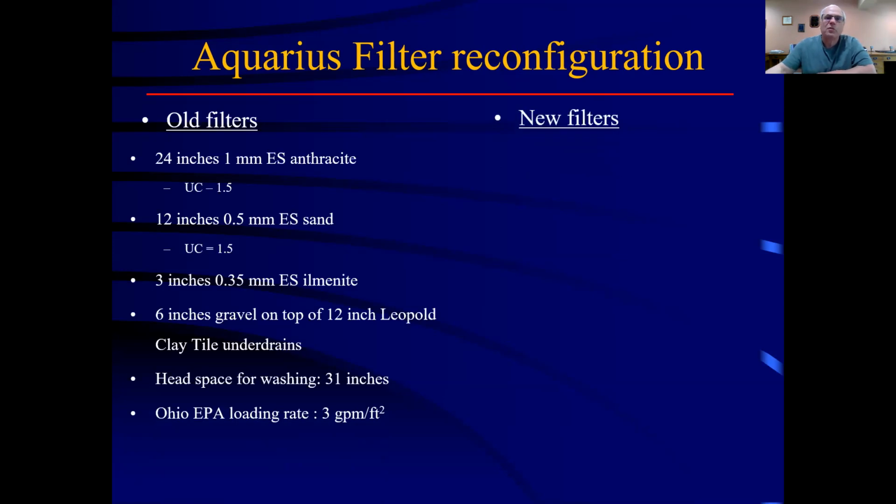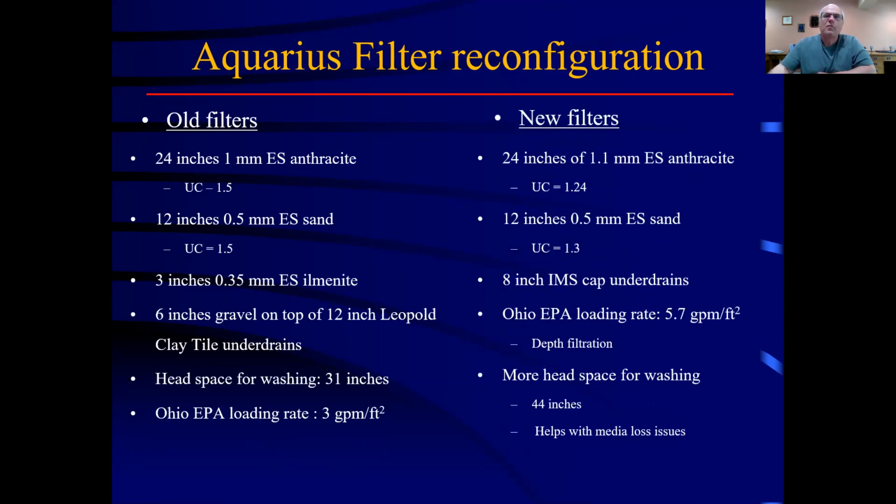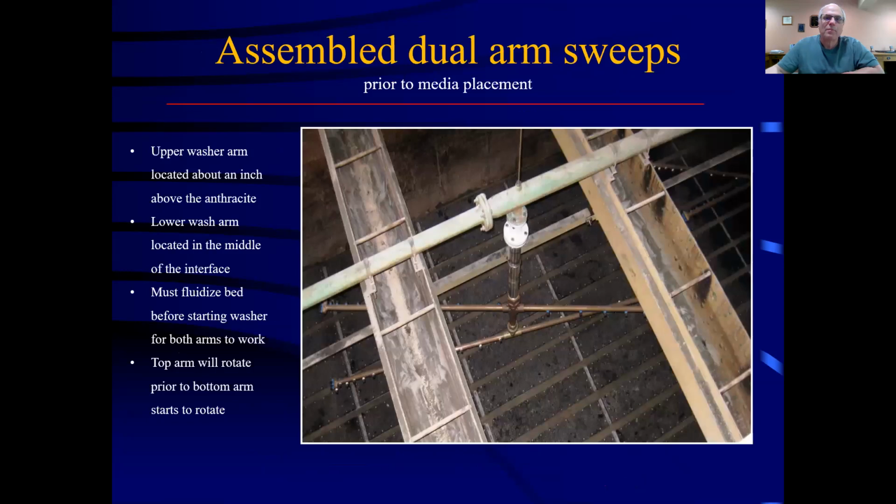So here's what they did with the new filter design. They were able to put in 24 inches of 1.1 millimeter anthracite over 12 inches of sand and IMS caps, load them very aggressively, but they had more head space for washing when they got through with this. If you notice, the total space taken up by the media support system for the old system was 57 inches, but the new system was only 44 inches. So they gained an extra 13 inches on top of the 31 to backwash through. So now they are working very well, and they're not losing media through the backwash process.